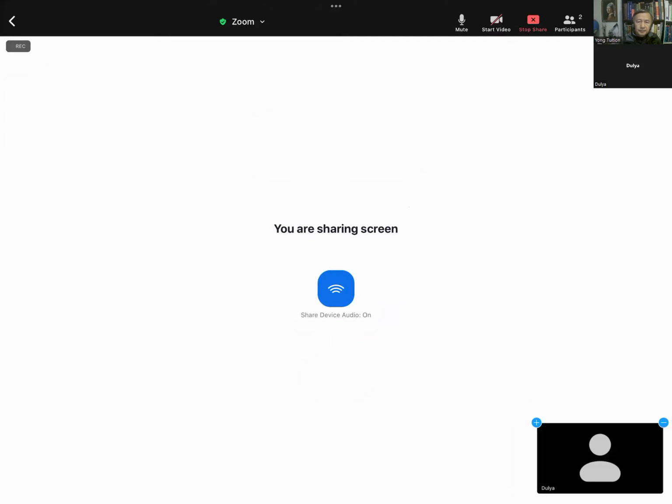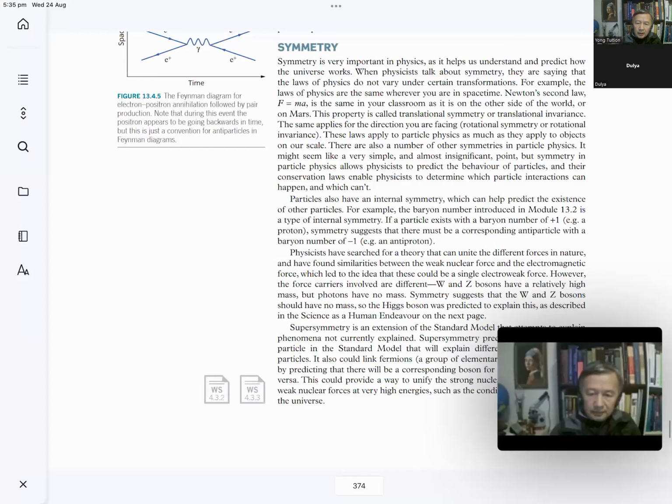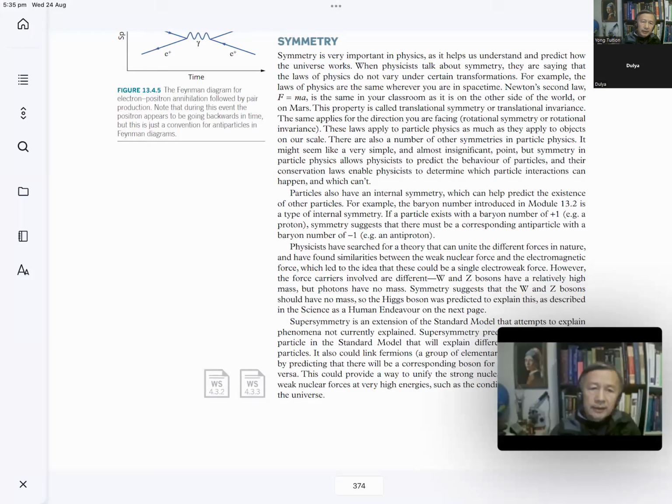Yeah. This is this Feynman diagram, right? Space time. I also have this other revision book that talks about symmetry. Yeah, symmetry is very important.